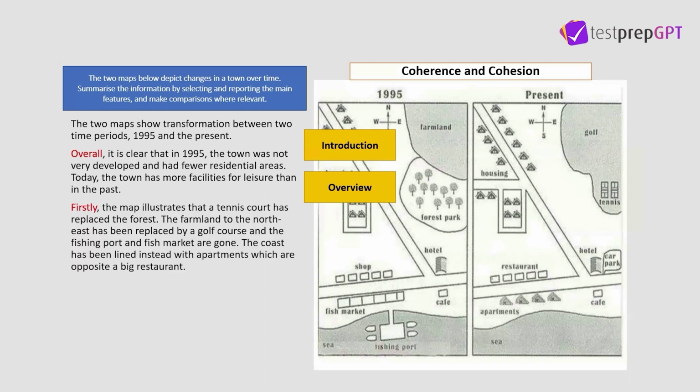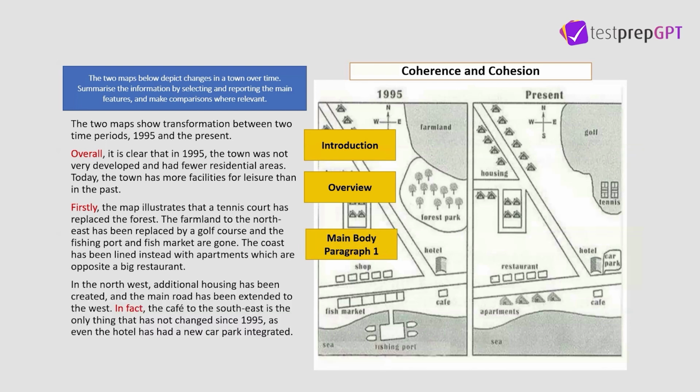Now, in main body paragraph 1, I've decided to speak about the tennis court and the golf course. So I say, firstly, the map illustrates that a tennis court has replaced the forest, the farmland to the northeast has been replaced by a golf course, and the fishing port and the fish market are gone. The coast has been lined instead with apartments, which are opposite a big restaurant. So those are just the first three features.